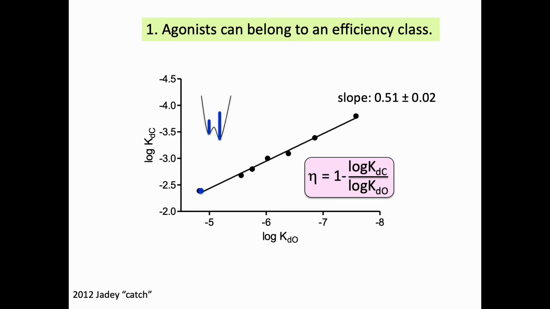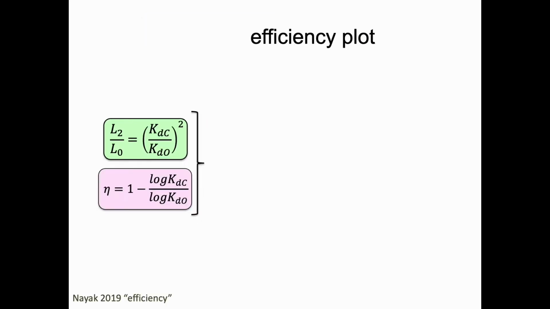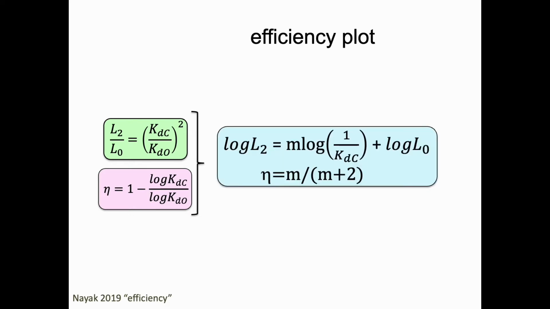Now, what can we do with this? Well, we can combine the green equation, which is from the thermodynamic cycle, and the pink equation for efficiency into a new equation, which gives us the form of an efficiency plot. If you combine these two equations, you get the blue equation right here, which is the equation for a straight line, y equals mx plus b, where y is log L2 and x is log 1 over KDC.